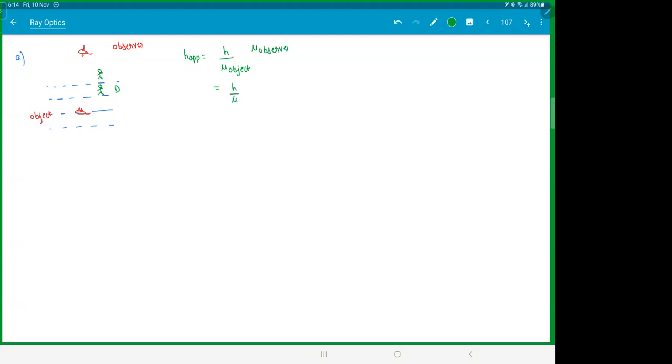So if you ask the guy who is just outside the water, he will say the fish is d by mu. Are you getting it? If you put your head inside the water, you will think the fish is at d. The moment you put your head out of the water, suddenly it will feel it is d by mu. Are you getting this thing? So the person who is just outside the water will think d by mu.